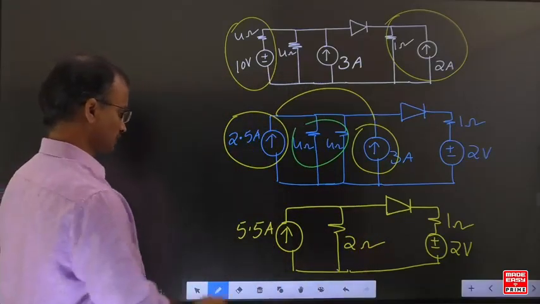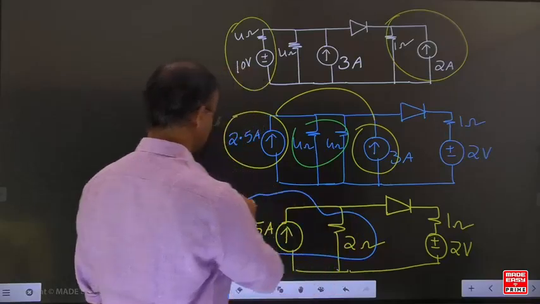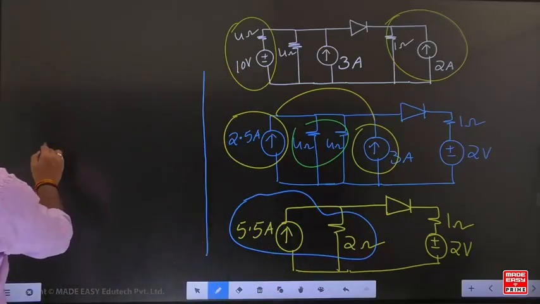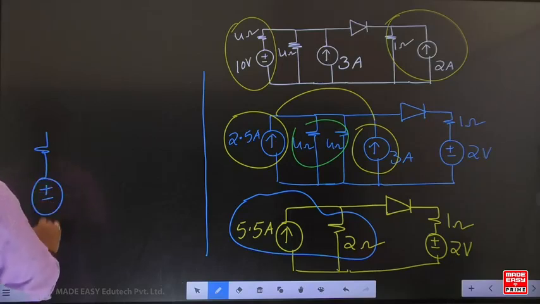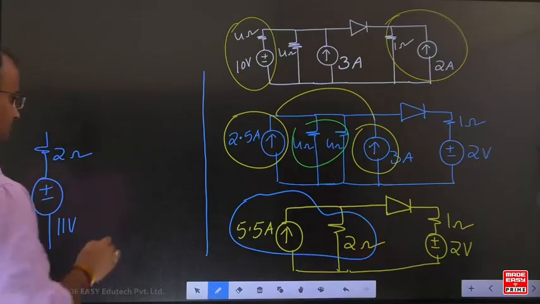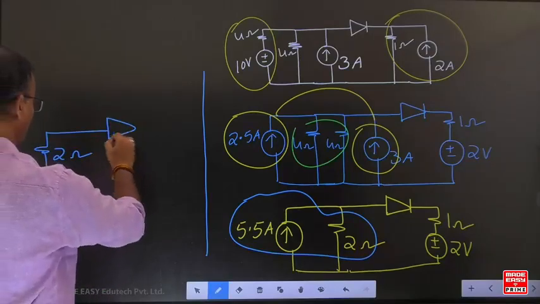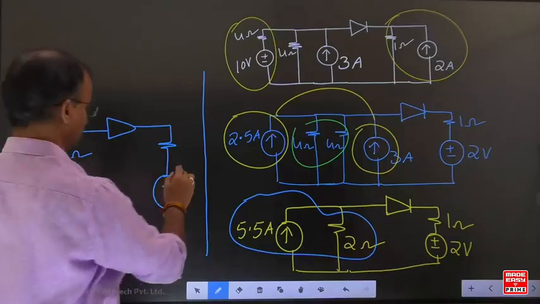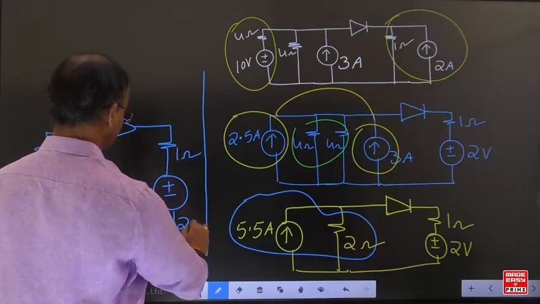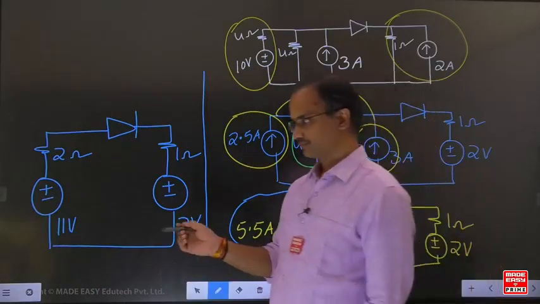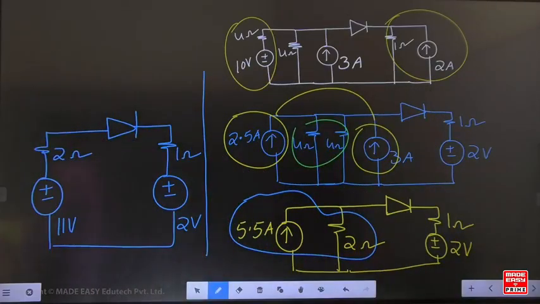Can you convert this current source into an equivalent voltage source? If you convert this into an equivalent voltage source, what is the voltage value? 11. Check, can I write this? We converted this current source into an equivalent voltage source. Can you do the calculations now? What is the requirement? The current in the ideal diode.